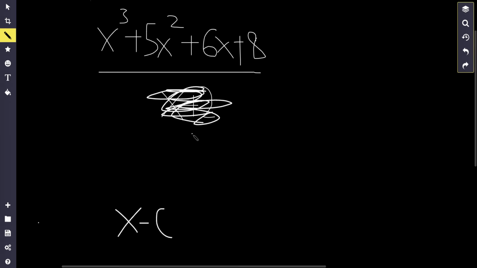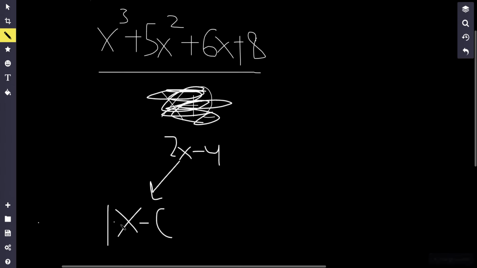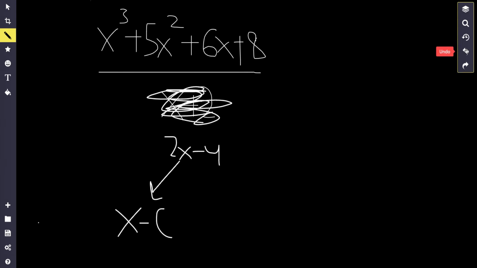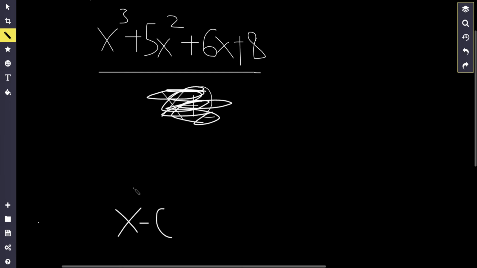If I had something like 2x minus 4, I can't use synthetic division either, because it's not in the form x minus c. The x term is just x, not x to the second power. It's a singular x with a coefficient of 1, nothing raised to the second power or above. So those are the requirements for using synthetic division: it has to be to the first power, and there's only one x.